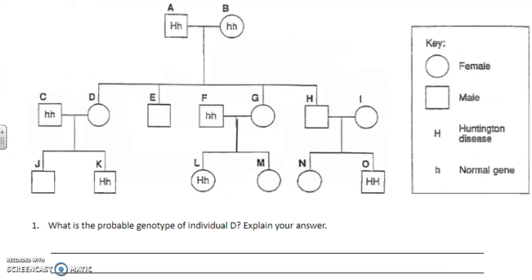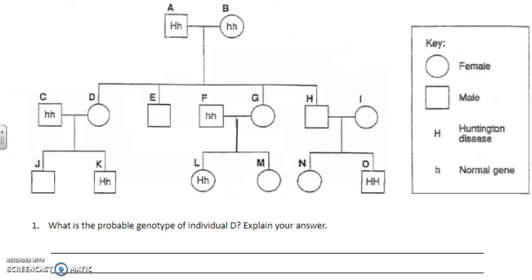All right, so let's take a look at our first question here. What is the probable genotype of individual D? Explain your answer. So we have individual D, this daughter here. All right, so to answer this, we want to take a look at what genotypes her parents had, as well as if she had children, what genotypes do her children have, because sometimes that can give you a clue as to the traits that are there.